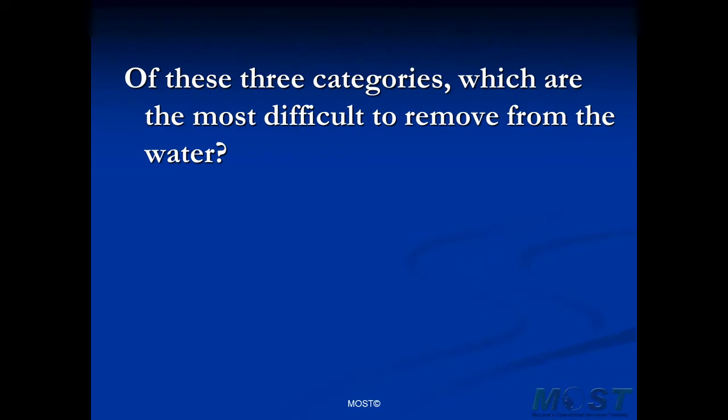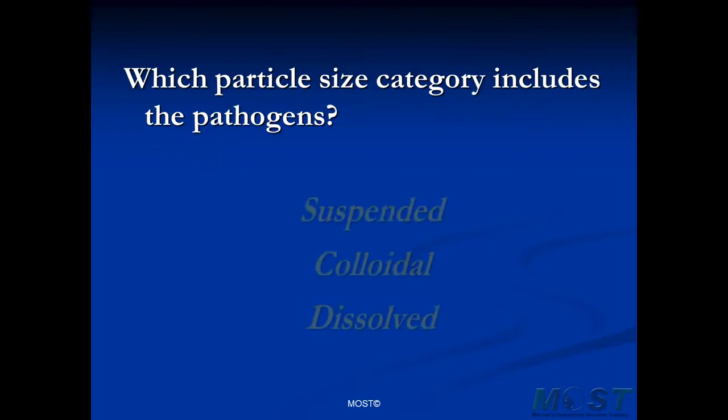Of these three categories, which are the most difficult to remove from the water? Well, the hardest ones to remove are the smallest ones, and those are the viruses. The larger something is, the easier it is to physically remove. And the protozoans are about 1,000 times larger than the viruses. The bacteria approximately 100 times larger. So they're easier to remove than the viruses. Not easy, but easier than the viruses.